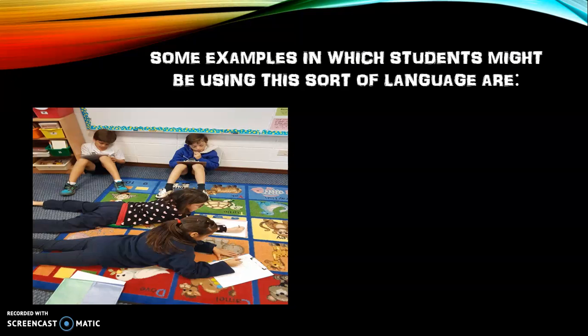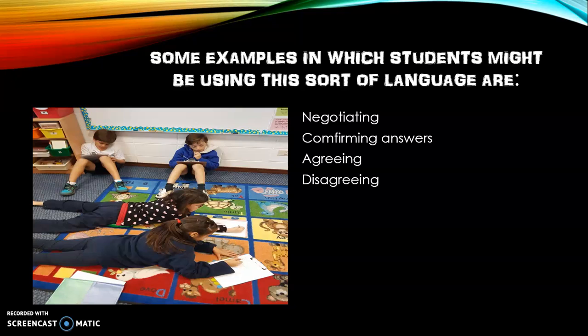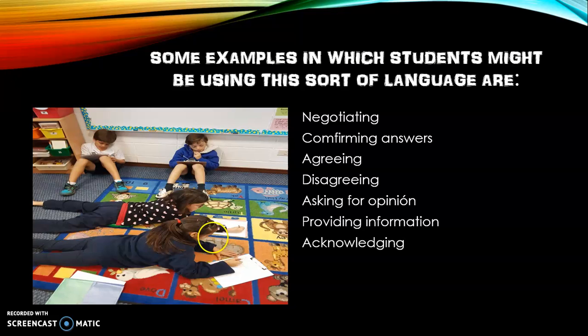Now, what possible language functions would they use? Well, negotiating, especially right here when they're working in pairs, confirming answers, agreeing or disagreeing, asking for opinion, providing information, acknowledging. This is showing that you have noticed. Okay, and then we go to the next stage.